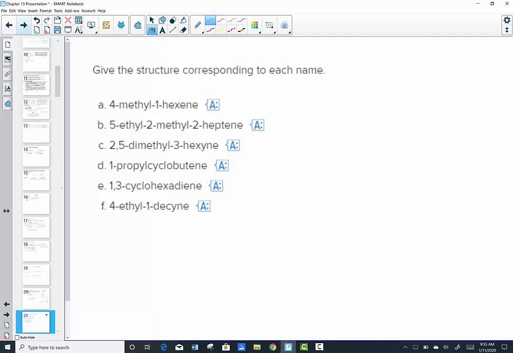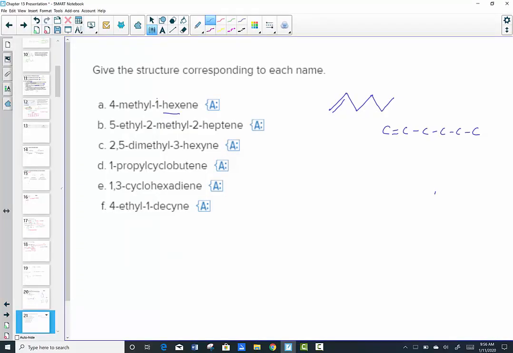Letter A, 4-methyl-1-hexene. So a hexene tells me that I have 6 carbons in a chain with a double bond between carbon 1 and 2. 1, 2, 3, 4, 5, 6 carbons. That's the same as saying 6 carbons in a row. I'm just letting you know their molecular geometry is an up, down, zigzag line. And between carbon 1 and 2 is a double bond.